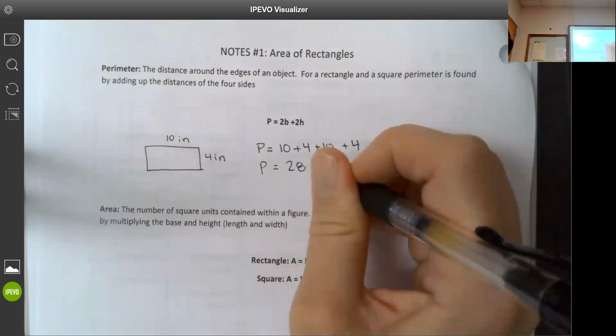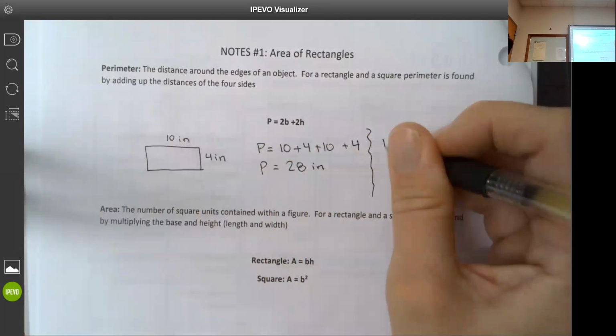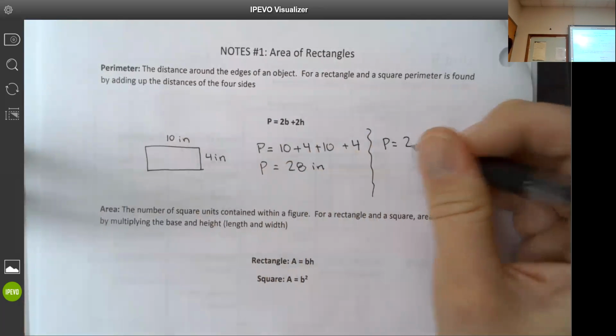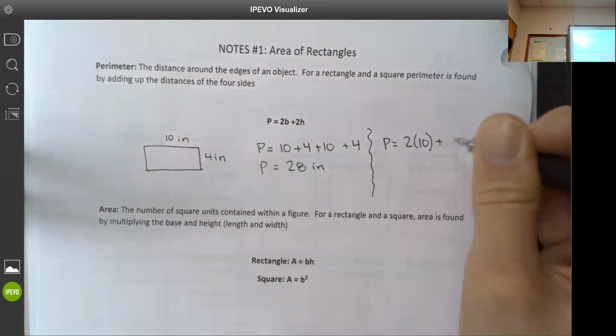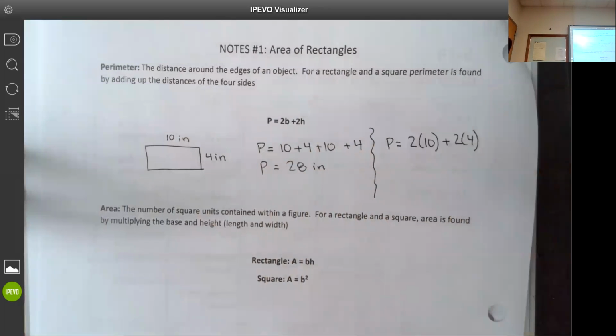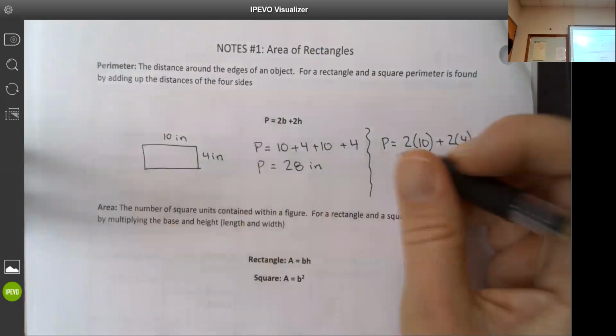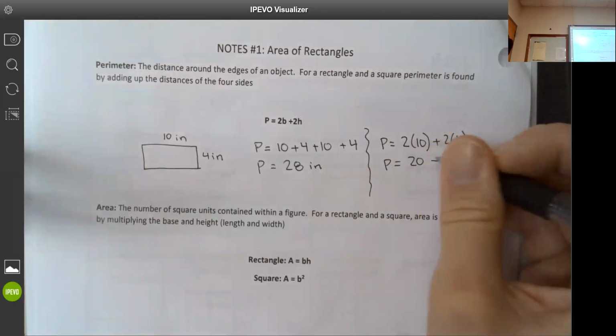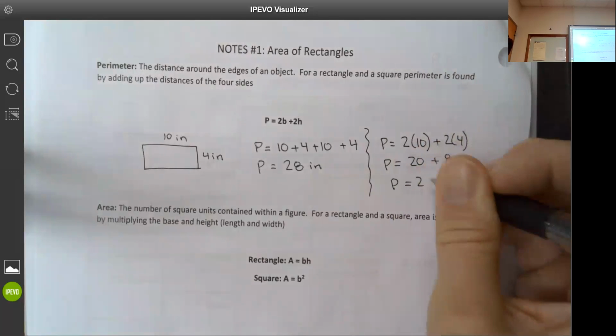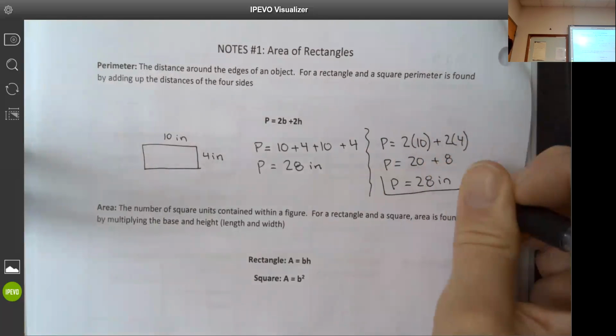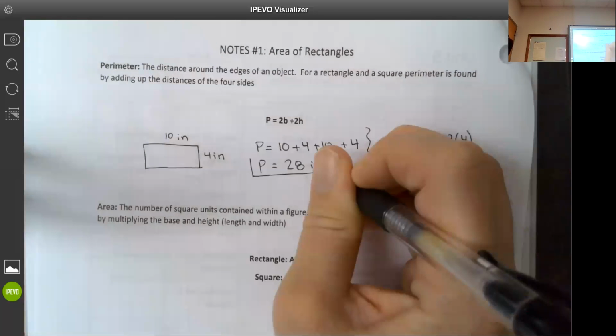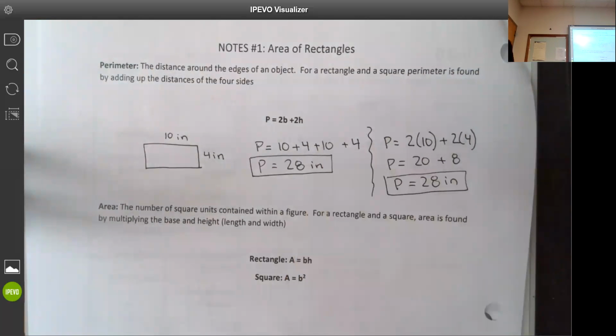Okay, 28 inches. I could also use multiplication and say I have two sides that are 10 inches, plus I have two sides that are 4 inches. I have two 10-inch sides, I have two 4-inch sides. And do that multiplication and then add it together. Still get 28 inches. Okay, so that's kind of traditionally how we went about finding perimeter of these shapes. Two options. Just add it up. Or say I have two of these, two of these.